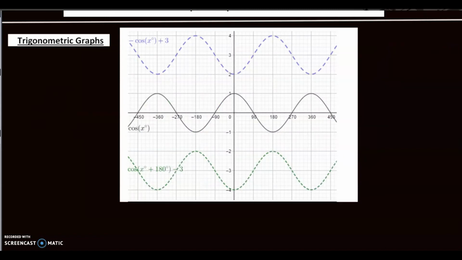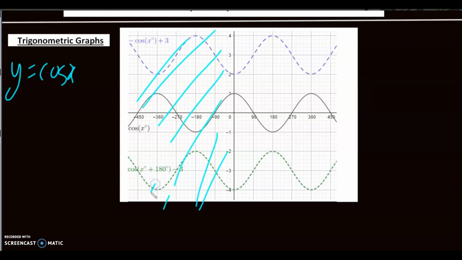Then there's the graph of cos x. Again, we'll just ignore this side of the axis. For cos x, when x is 0, you'll get the answer 1. When x is 90, you get 0. When x is 180, you get minus 1. For 270, you will get 0. For 360, you get 1 again. So the graph is like this.